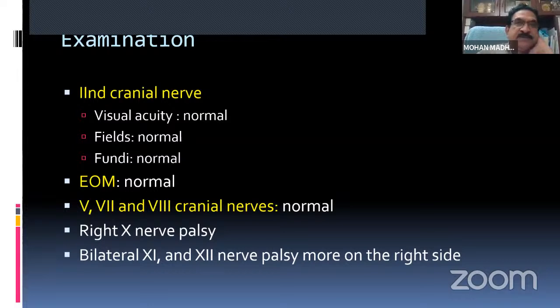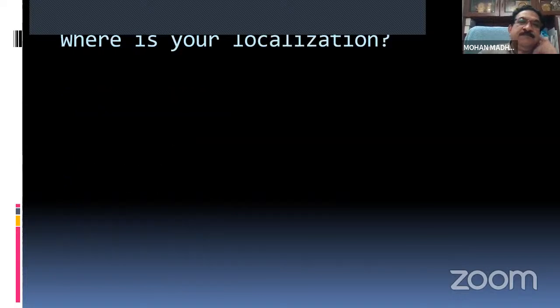So there is just right 10th, bilateral 11th and bilateral 12th nerve. More likely bilateral 10th nerve because he has got so much of an aphonia in this patient. If it's only unilateral 10th nerve, we couldn't have been that aphonic. But the palatal movement is grossly asymmetric. Rest of the examination normal.